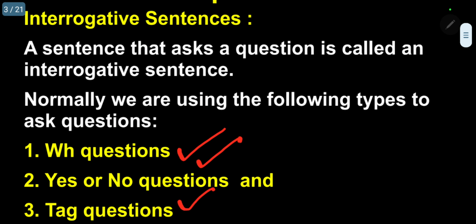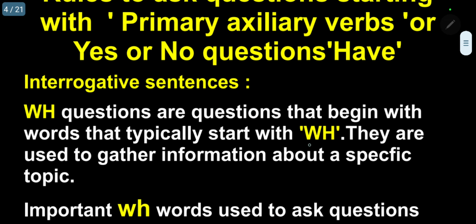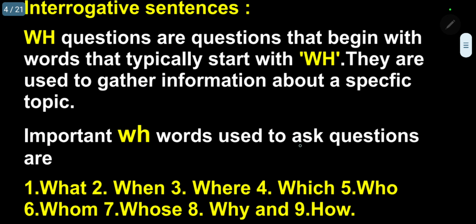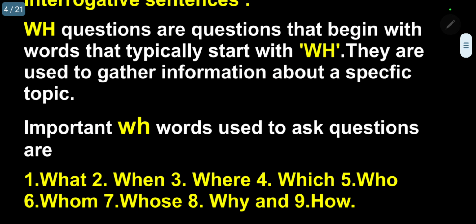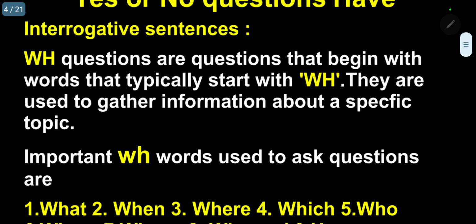WH questions I have already discussed. Kindly refer. And under yes or no questions, which I am now discussing with have, I am using auxiliary verbs. Tag questions we will discuss later. Under the interrogative sentence, kindly follow. WH questions are questions that begin with words that typically start with WH. They are used to gather information about a specific topic.